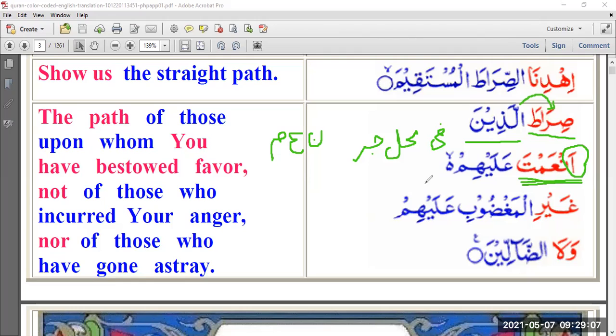This is now not Sulasi Mujarrad, right? This is from Sulasi Mazid Fihi, which you call the big family. This is family number four. So let me write it again.